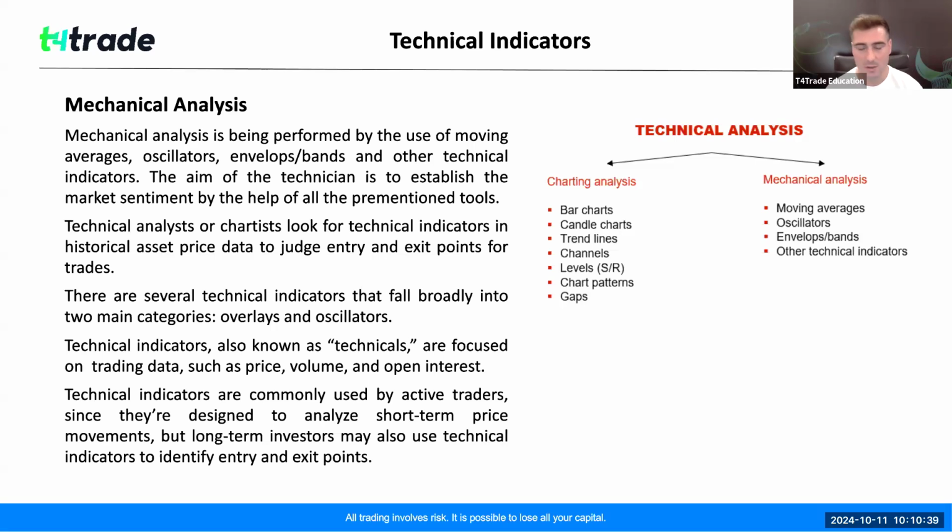Okay, so enough talking broadly and generally. Let's go back to the topic of the day. Mechanical analysis is being performed by the usage of moving averages, the topic of today, oscillators, envelopes and bands, and other technical indicators. So the aim of the technician, the guy or gal that uses these technical tools, is to establish market sentiment, not the trend, by the help of all these pre-mentioned tools.